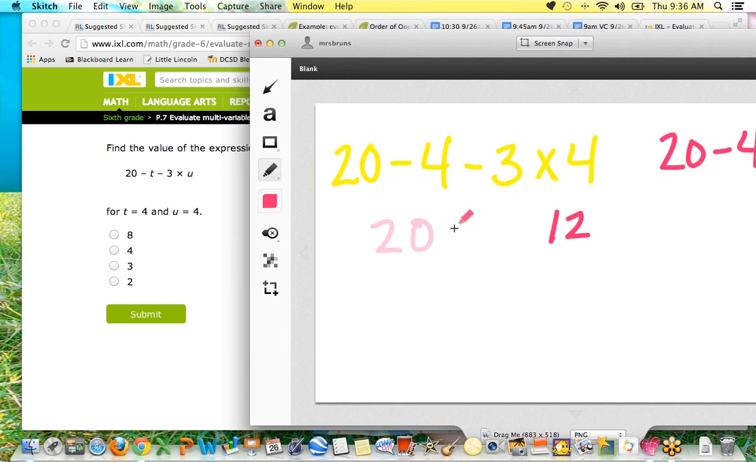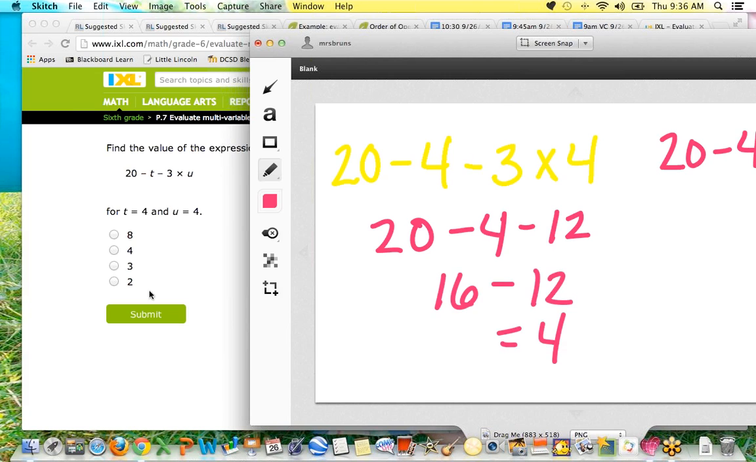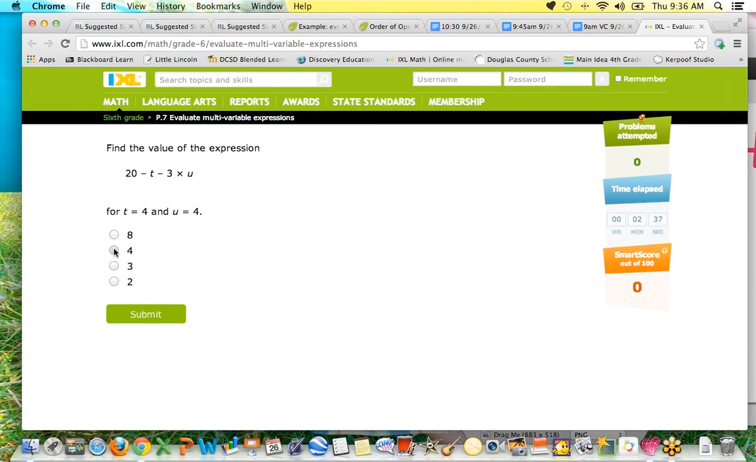20 minus 4 minus 12. There we go. All right, so now we can work from left to right, and it's pretty easy. 20 minus 4 is 16, minus 12 equals 4. Okay, so let me come over here and see my answer.